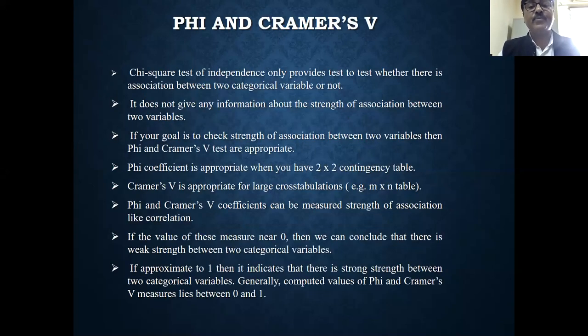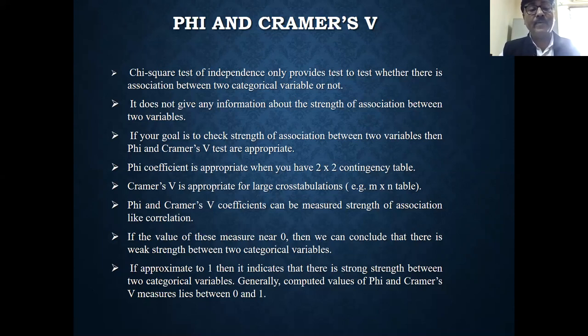Now see, the chi-square test of independence only tests whether there is an association between two categorical variables or not. It is only association. It does not give any information about the strength of association between two variables. If your goal is to check the strength of association, other tests are appropriate. The phi coefficient is appropriate when you have a 2x2 contingency table. Cramer's V is appropriate for larger cross tabulations, M by N, like pet lover measured at two levels and marital status at 4 levels. So in this case, Cramer's V is appropriate. Phi and Cramer's V can measure strength of association like a correlation.